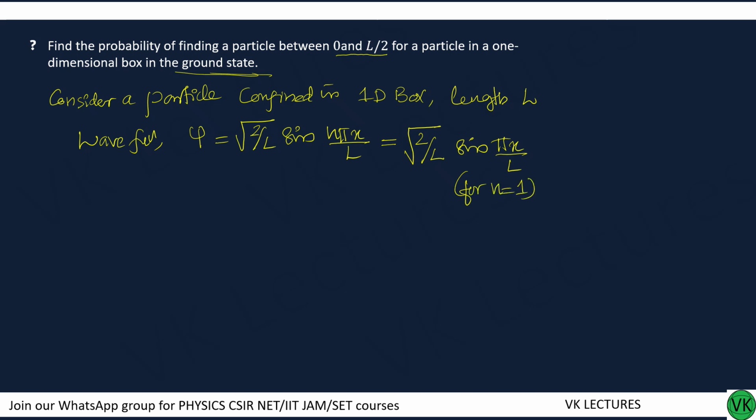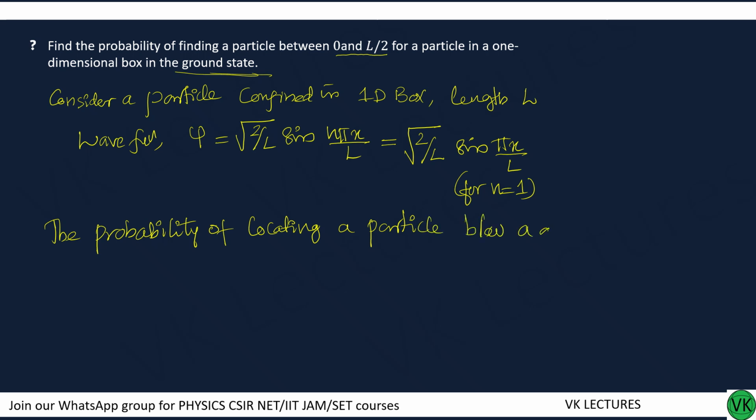Okay, so now we need to find the probability of finding this particle. What is the equation for probability? I will give the general expression. The probability of locating a particle, just finding a particle between 2 points, A and B.